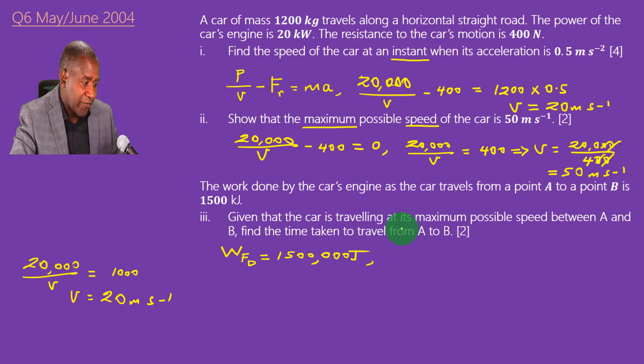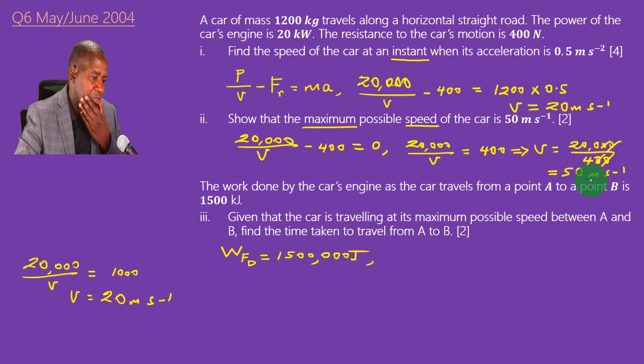Given that the car is traveling at its maximum possible speed between A and B, find the time taken to travel from A to B. Given that the car is traveling at its maximum possible speed. What is the maximum possible speed? It is 50 meters per second. So I might want to calculate the distance AB.